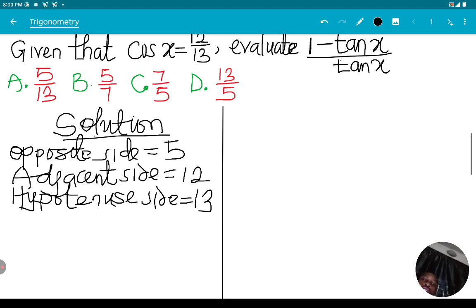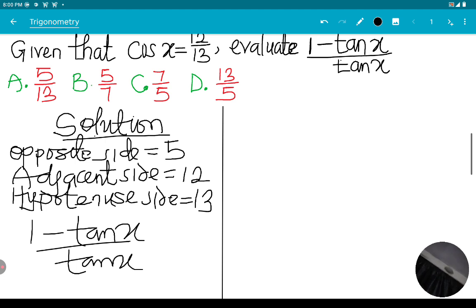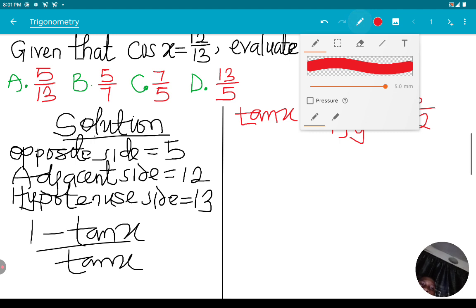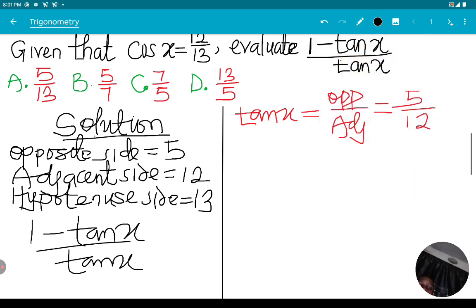What do they want us to evaluate? We have to find 1 minus tan x divided by tan x. So quickly, what is tan x? The tangent of an angle is defined as the opposite side divided by the adjacent side. So opposite is 5 and the adjacent is 12. Without wasting time, let's quickly compute it. I'm going to have 1 minus tan x, that is 5 over 12.